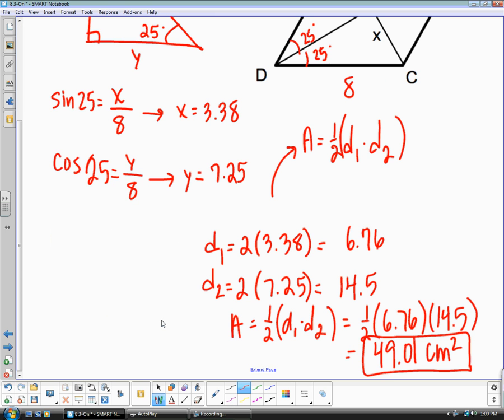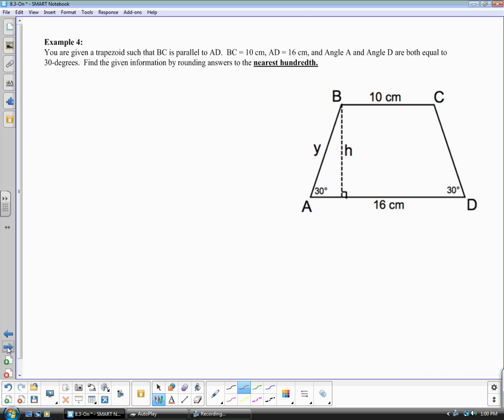After you have completed those, you are going to find out that d1 is 6.76, d2 is 14.5, and the area is 49.01 centimeters squared. The next example that we are going to run through is number 4.